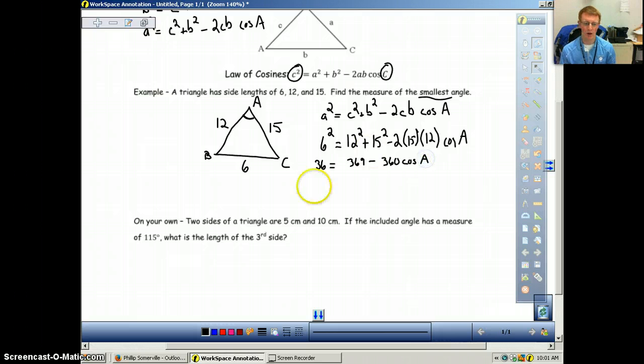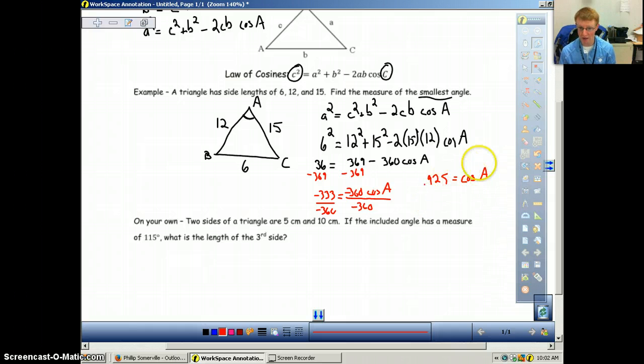Now, the one mistake that I'll see you guys make, even though you're honor students, the one mistake that I can see you still making is do not combine these two, please. You have to subtract 369 first. So we're left with negative 333 equals negative 360 cosine of A. We divide both sides by negative 360. And we actually end up with 0.925 equals the cosine of A.